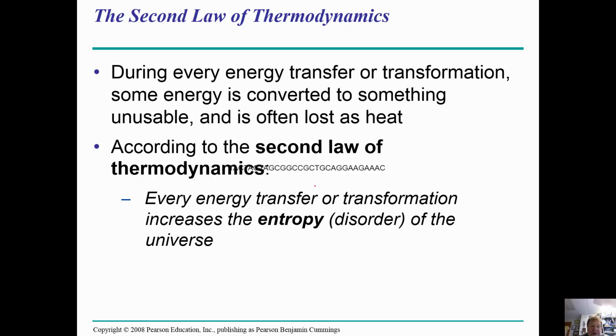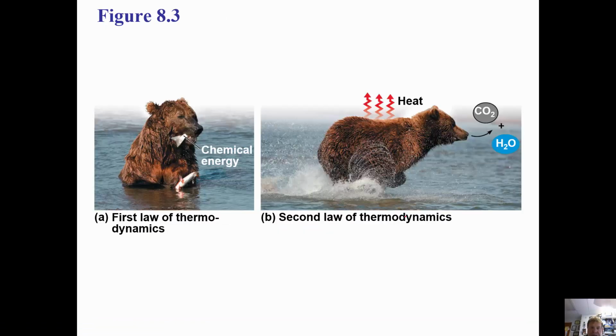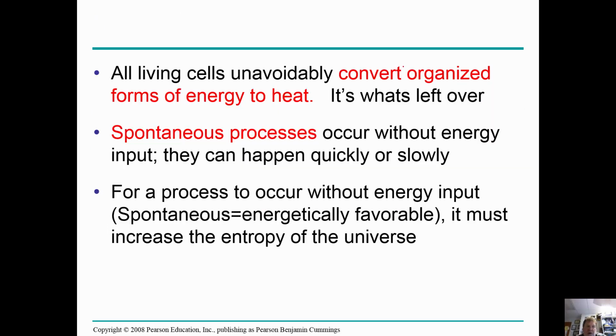The second law of thermodynamics is that energy transfer or transformation increases the entropy, the disorder, of the universe. And so again, when we have that, we have an increase in disorder. Here we have the first law of thermodynamics, chemical energy, and the second law of thermodynamics, where we have more disorder being produced. All living cells unavoidably convert organized forms of energy to heat.